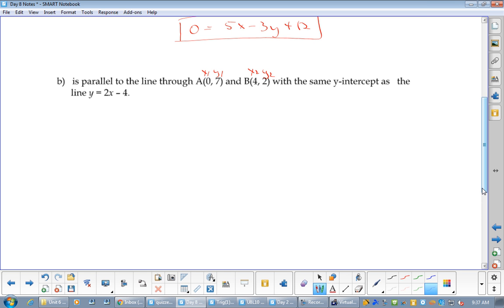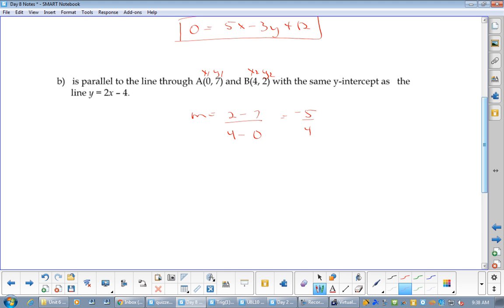Okay, how do I find the slope? What are the numbers I'm going to put in? 2 minus 7 over 4 minus 0. 2 minus 7 is negative 5. 4 minus 0 is 4. Yep, okay. Everyone good with that? The person I got the notes from wrote the wrong answer, so I had to change the right answer all the way through.